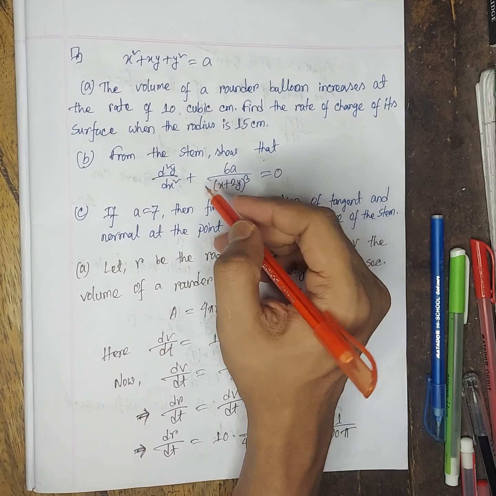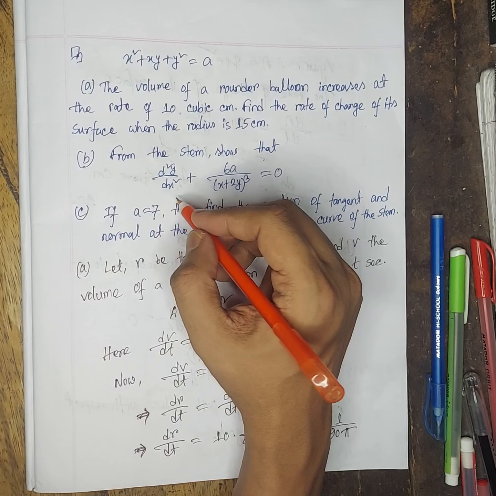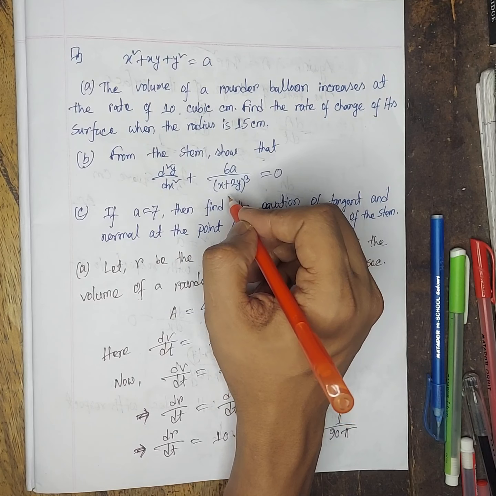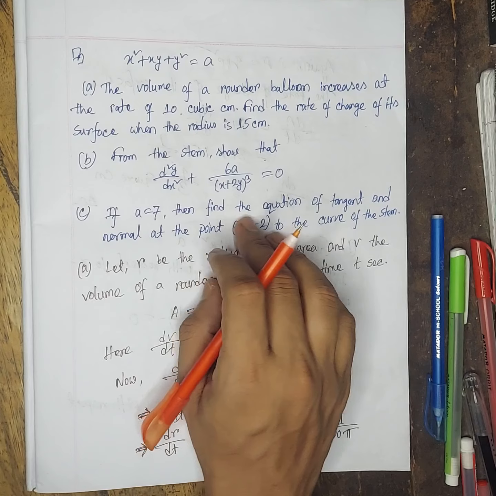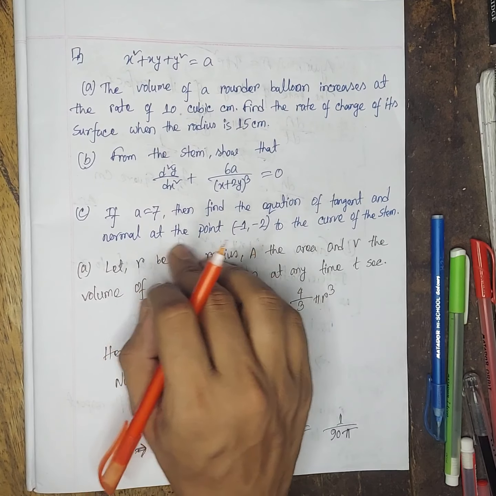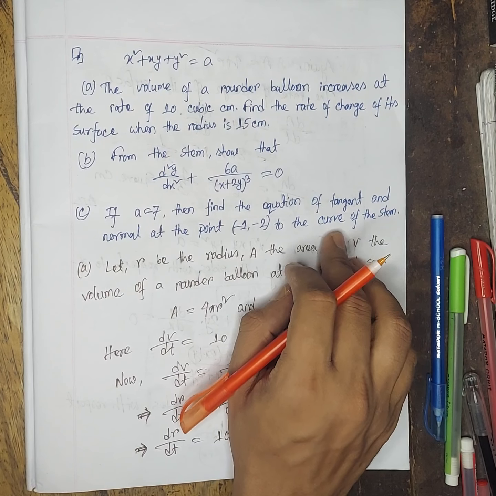From the stem we have to show that d square y by dx square plus 6a divided by x plus 2y whole cube is equal to 0. If a equals 7, then we have to find the equation of the tangent and normal at the point, to the curve of the stem.